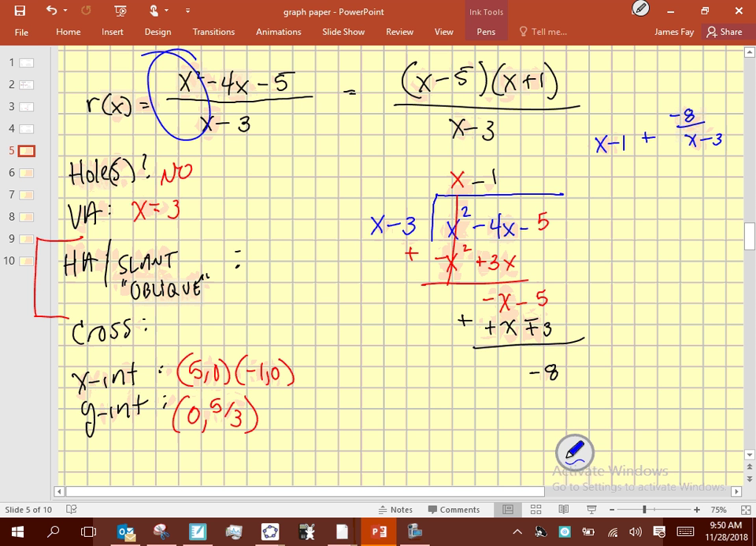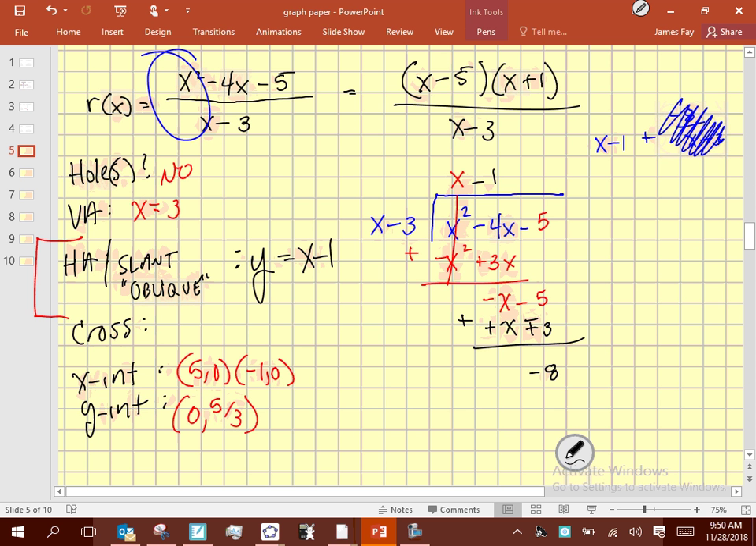So as x gets bigger and bigger and bigger, is this thing negligible? It doesn't really matter. And that's what I said earlier, when this is a 3, it would just change that numerator, but it's negligible. It doesn't really matter. The only thing that's really impacting my end behavior is x minus 1.